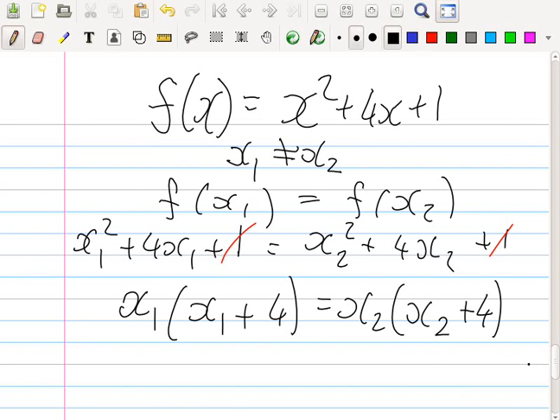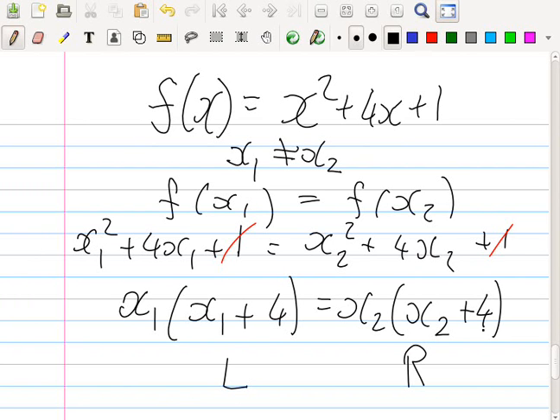What two values? 0 and minus 4. If x1 is 0, what does the left-hand side equal? 0. And if x2 is minus 4, what is the right? 0. Can you see why?